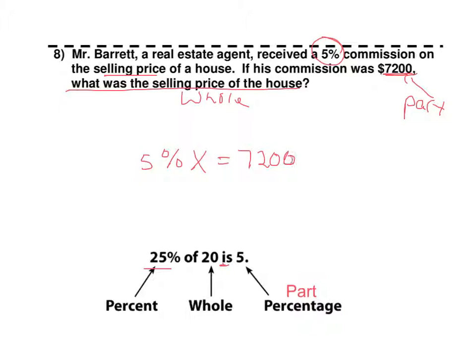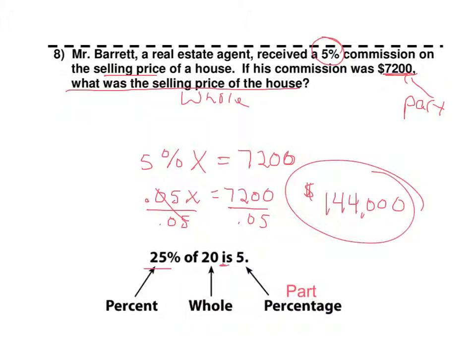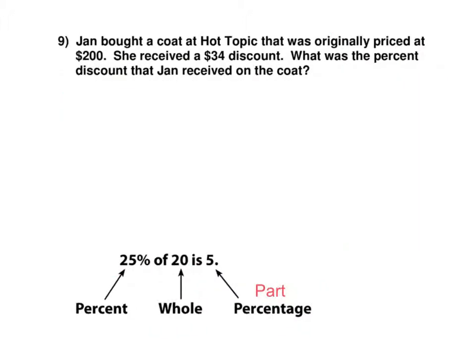All right, when we're working with percents in the percent equation, you must change the percent to a decimal. So we're going to change 5% by moving the decimal 2 places to the left. You get 0.05x is equal to 7,200. And now you have an equation that you can solve and just divide by 0.05. And you will find that when you divide, the selling price of his house is $144,000. All right, let's try one more. All right, here's our last one.